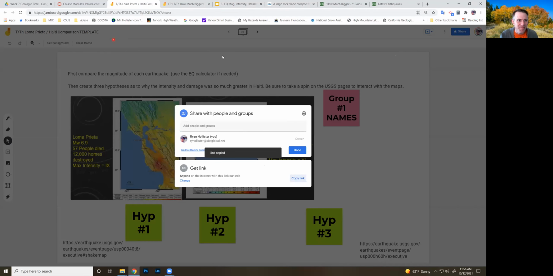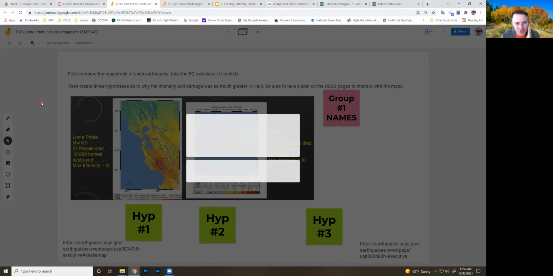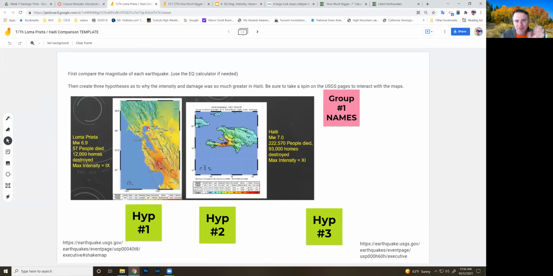All right, chats, there we go. My question in this next breakout bit, and we'll do this for about 6 or 7 minutes, you don't have to research or do a lot of other things. I just want you to compare the magnitudes of each of these earthquakes, which we just did.